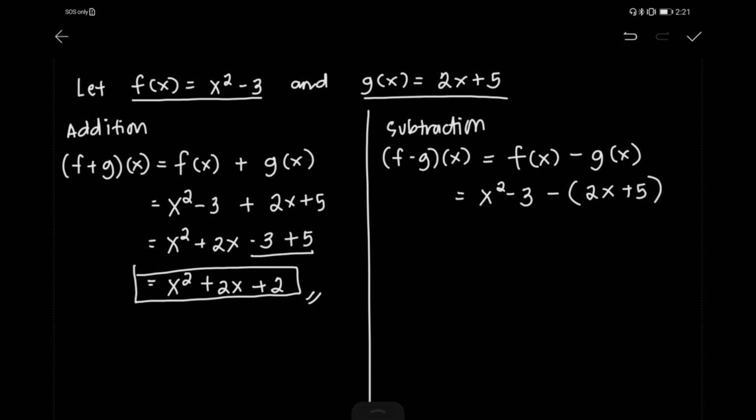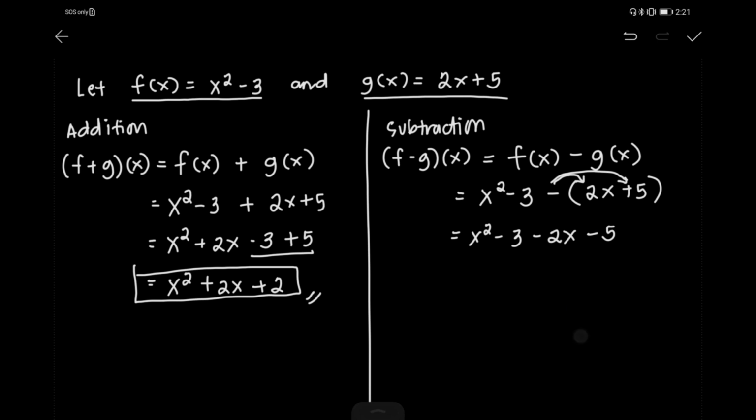Okay, so this time in subtraction, be careful. Before we proceed to subtraction, you must first distribute the negative sign to our given function. So simplify. So we have here x squared minus 3. So it will become now negative 2x and negative 5.